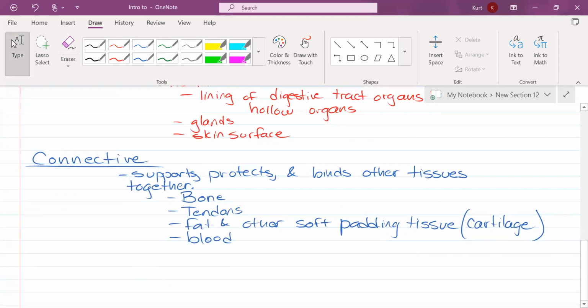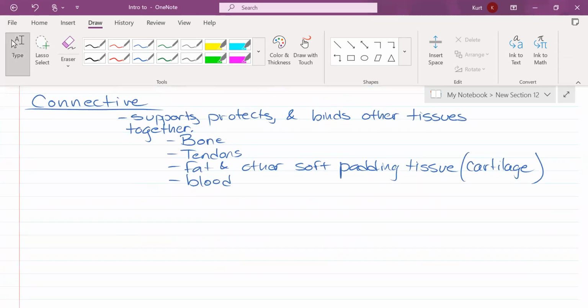So this includes the various types of cartilage. It also includes bone, tendons, ligaments, blood. This one has the most variety. The next two are really easy. If you saw these in the microscope, you're going to be like, oh, I got that. That's easy. The toughest one is connective tissue. There's just so many different types.